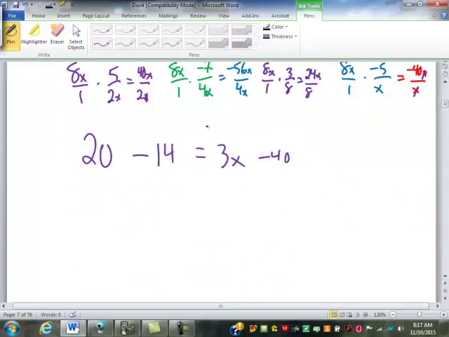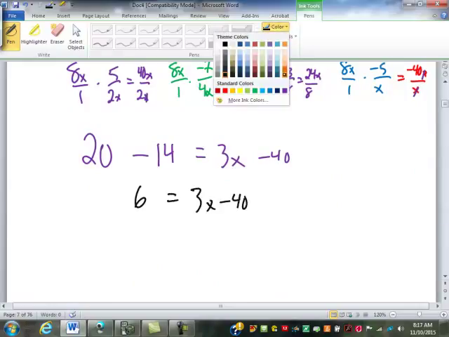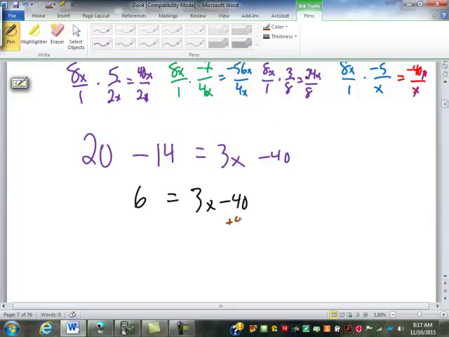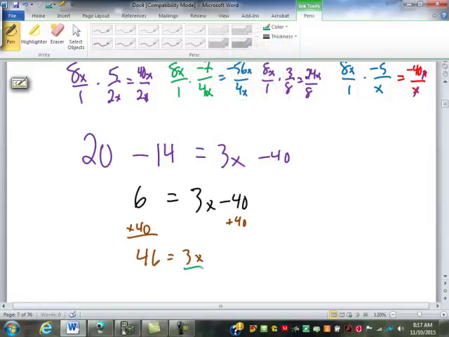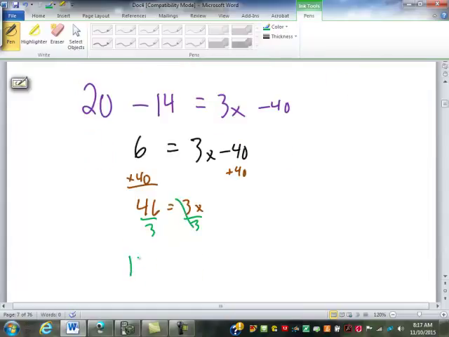So now, 20 minus 14 is 6. Equals 3x minus 40. And then add 40. So 46 equals 3x. And then divide by 3. So 15 and 1/3 equals x. So 15.333 repeating.